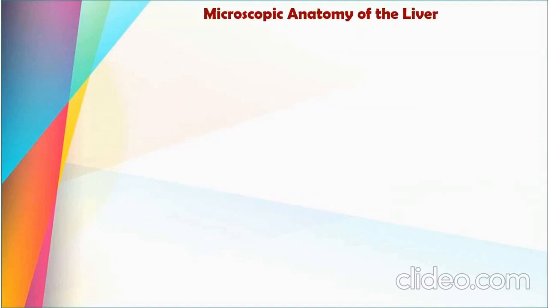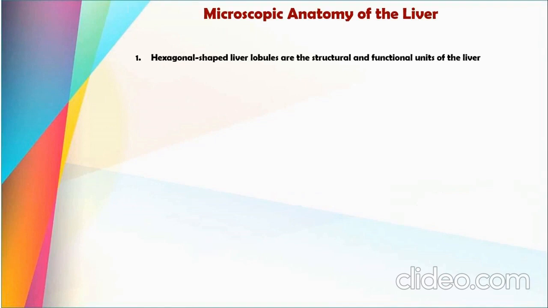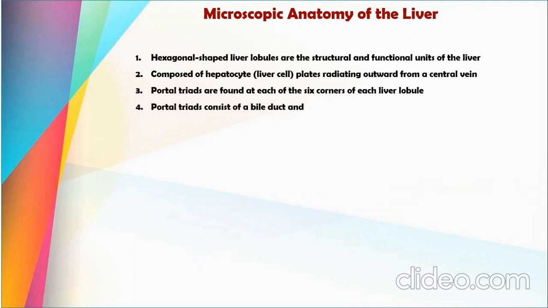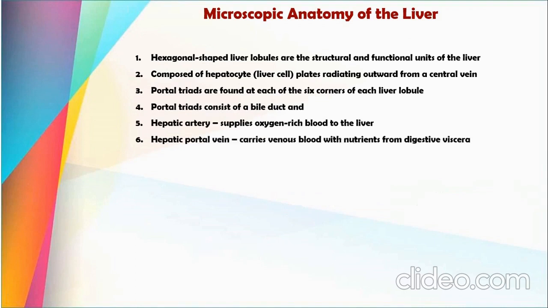Next one is the microscopic anatomy of the liver, which has hexagonal-shaped lobules. Lobules are the structural and functional unit of the liver, composed of hepatocyte plates radiating outward from the central vein. Portal tracts are found at each of the six corners of each liver lobule. Portal tracts consist of a bile duct and hepatic artery, which supplies oxygen-rich blood to the liver, and the hepatic portal vein, which carries venous blood with nutrients from the digestive viscera.